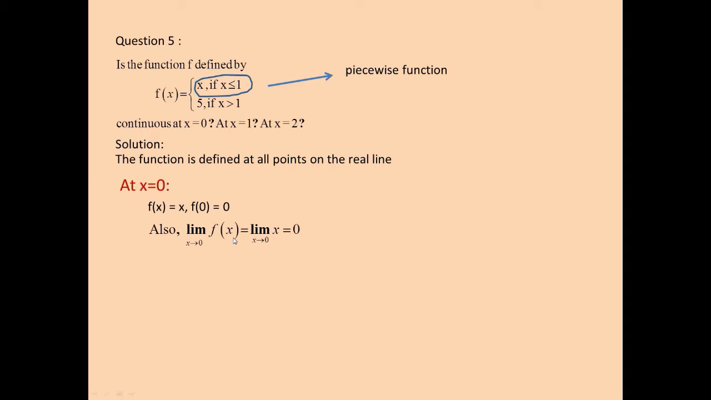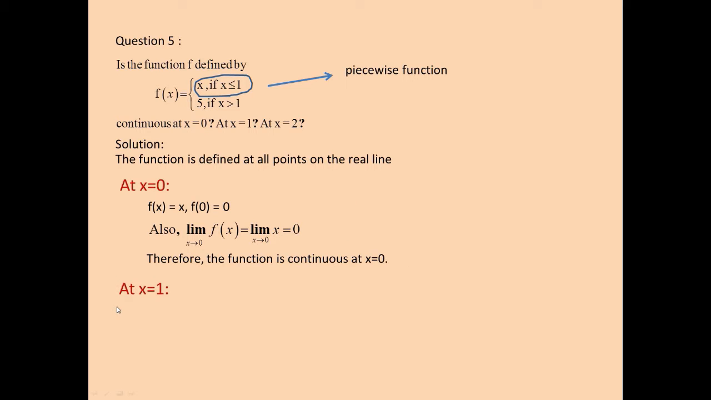Also limit x tends to 0, f of x is equal to limit x tends to 0, x, which is equal to 0, because in place of x you put 0. So what is the thing which we found out? f of 0 is equal to limit x tends to 0, x. The limit value is equal to the function value at x equals 0. Therefore the function is continuous at x equals 0. There is no problem with this part.